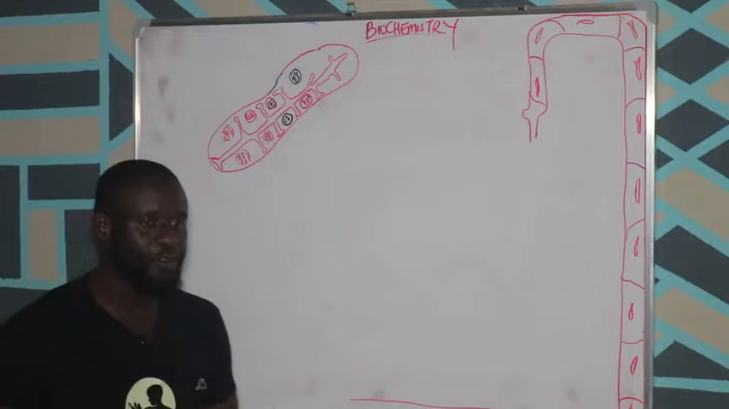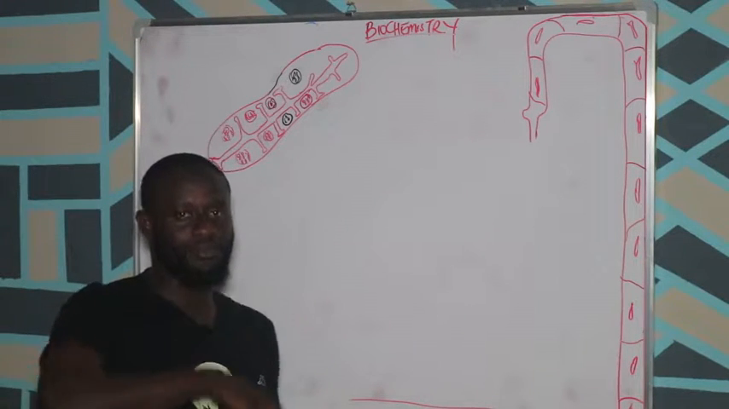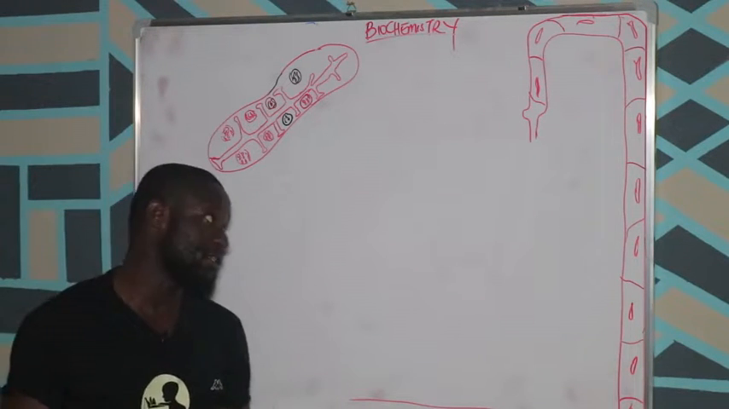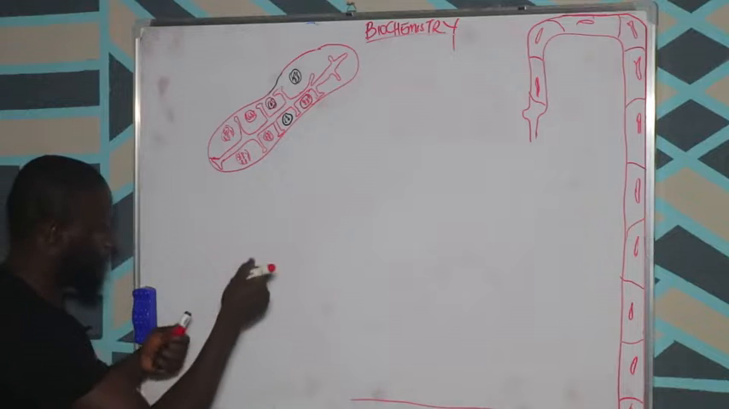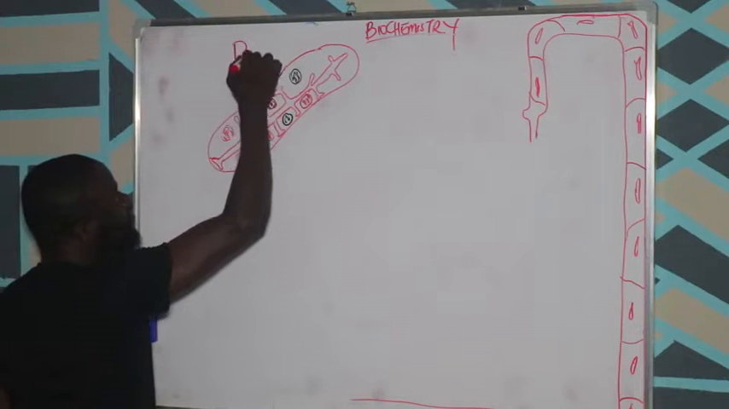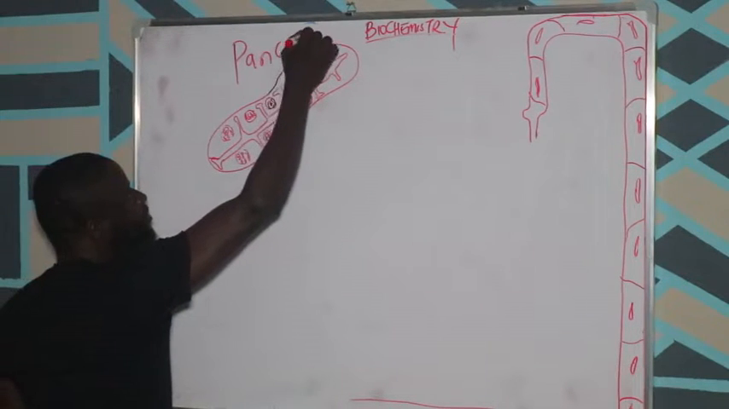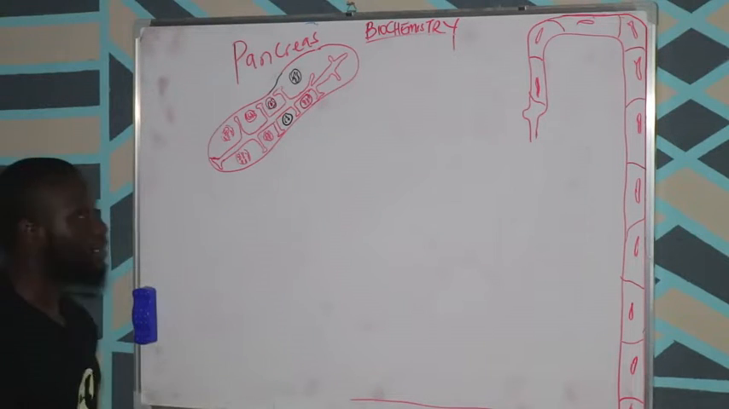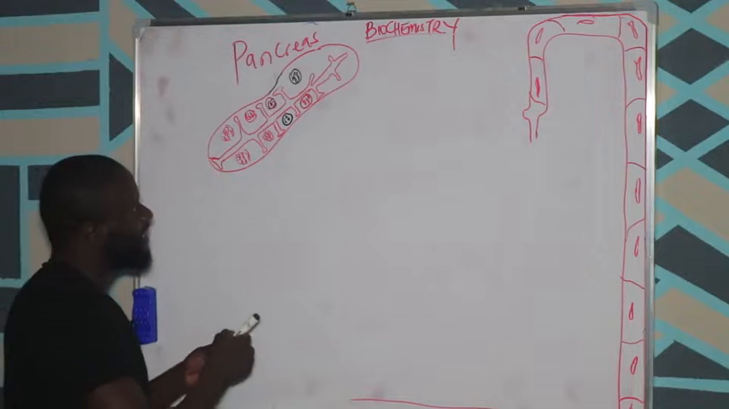Today we'll be dealing with biochemistry, and under biochemistry we'll be looking at the pancreas and the insulin. So the pancreas, do not mind my diagram, there are better diagrams than this, but this is how the pancreas looks like.